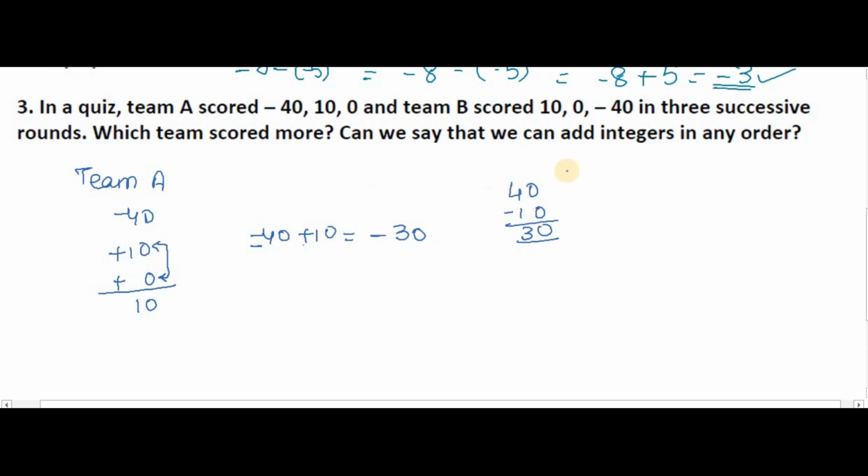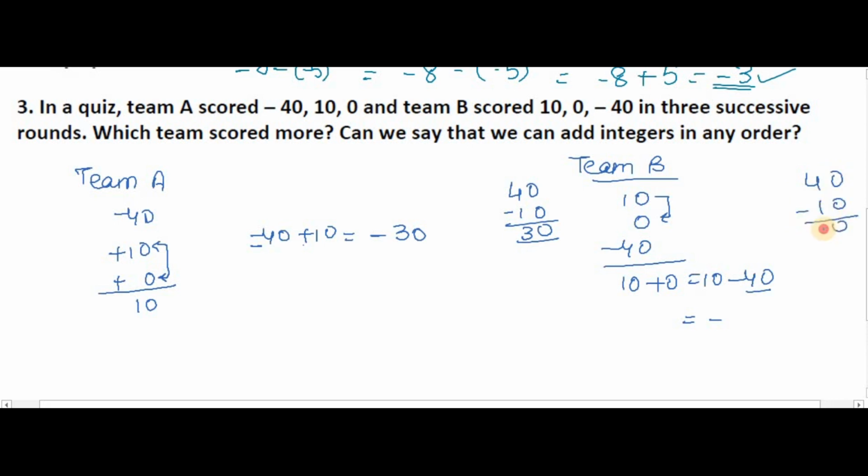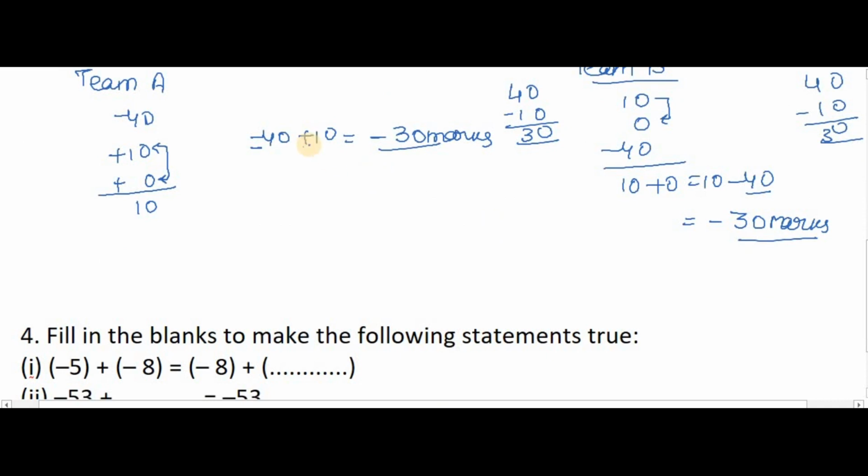Now we will move on to team B. In the first round they got 10 marks, second round 0 marks, and last round -40 marks. So here also these two are positive. 10 plus 0 is nothing but 10. Then -40, and the minus value is the bigger one, so that is the reason for the minus. And same, 40 minus 10 is equal to 30. So here also we got 30 marks itself. Team A score and team B score are the same, right? Now we'll move on to the next question, students.